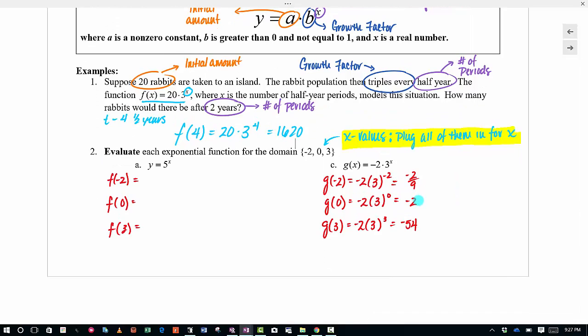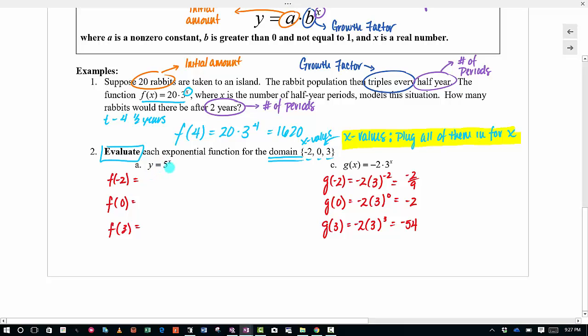So looking at the second problem here, you'll notice that the direction is to evaluate, which means plug a number in, get a number out. You'll notice that they say that these are domains, which in your head you know are x values. So we take all of these x values and plug them in. It just means we're plugging in 3 different x values. We're going to plug in -2, we're going to plug in 0, and we're going to plug in 3.